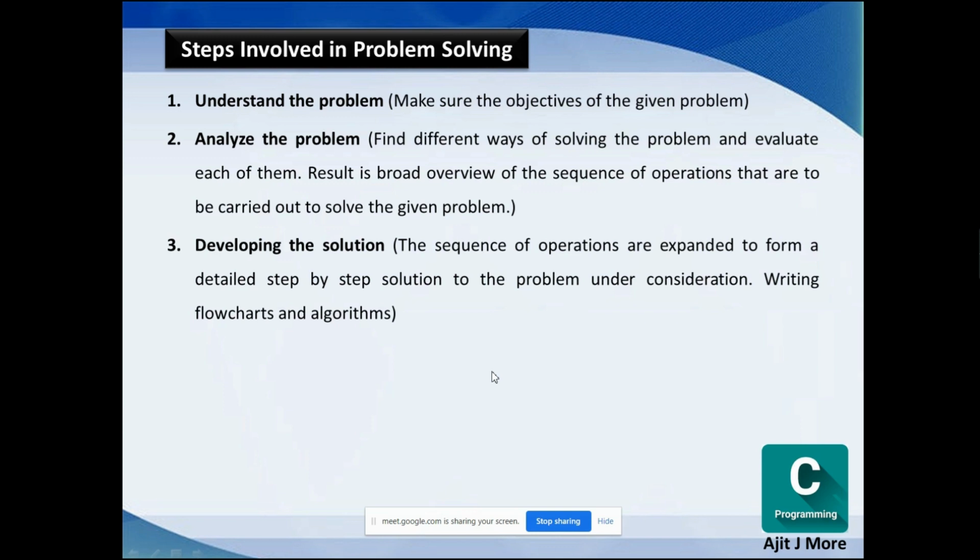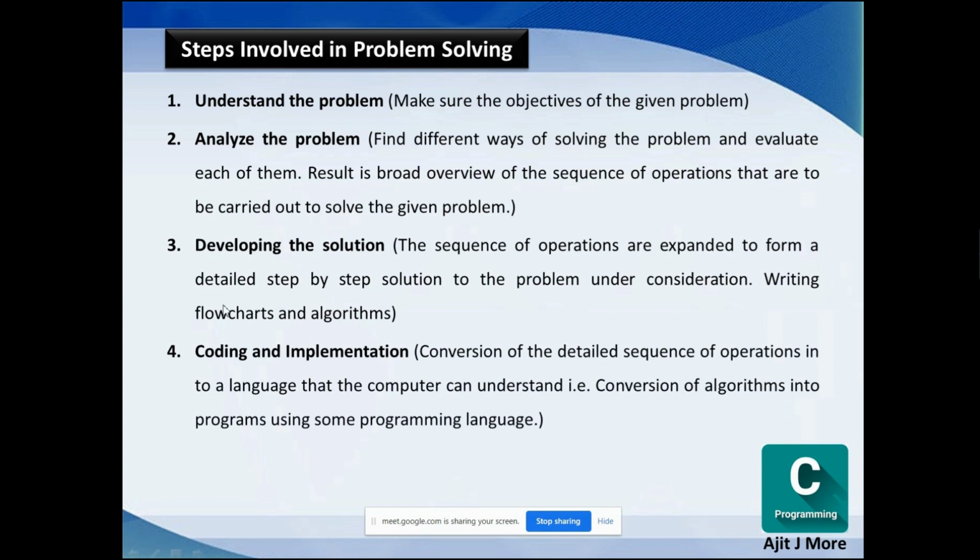I'll teach you the simple English way, the flowchart way, and the pseudo way, because all these things are there in your academics. In your engineering syllabus, they teach it too fast, but it is there. All three ways are there. So the sequence of operations is expanded to form a detailed step-by-step solution to your problem, and that we call writing algorithms and flowcharts. Some people have studied flowcharts and algorithms in school also, in some IT papers.